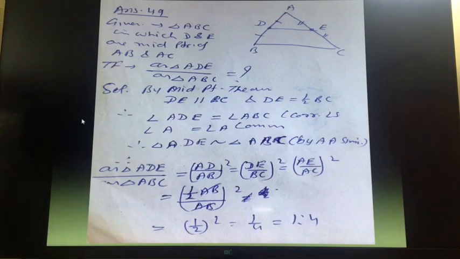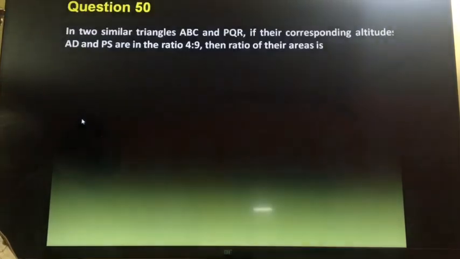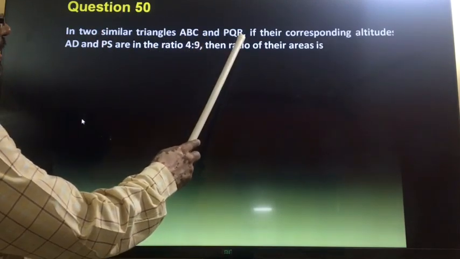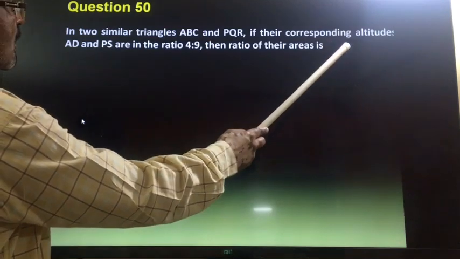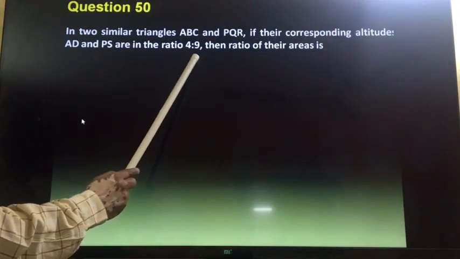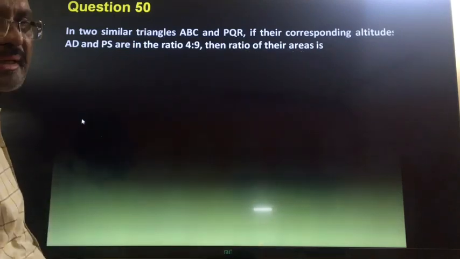Now come to the last question. Question number 50. In two similar triangles, triangle ABC and triangle PQR, the corresponding altitudes AD and PN are in the ratio 4:9. We have to find out the ratio of their areas.